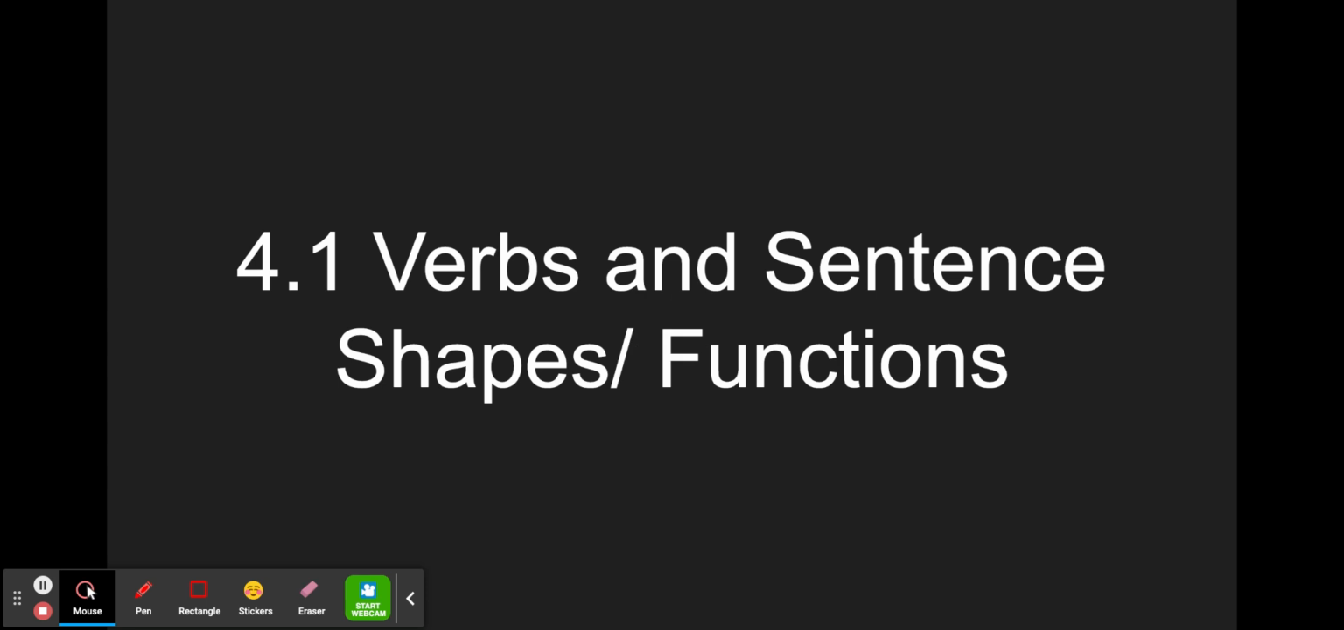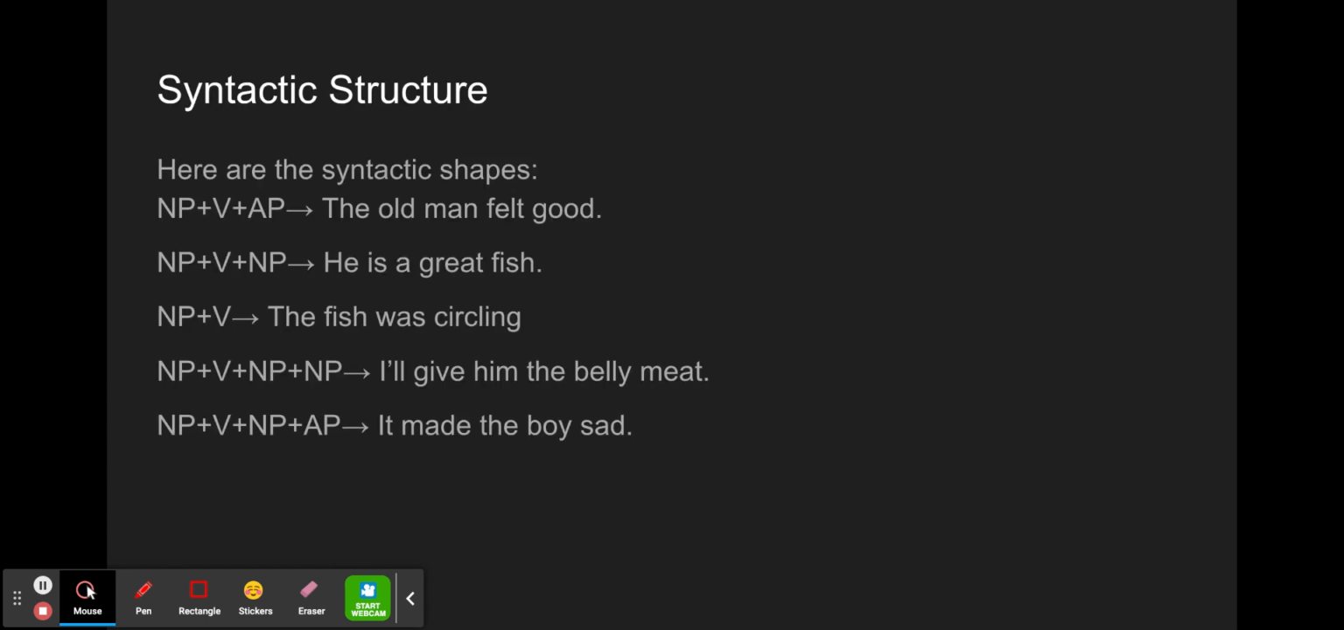Hi guys, in today's lesson we will be talking about verbs and sentence shapes/functions. So first up we're going to talk about syntactic structure. We're going to start with the syntactic structure because it might be a little bit easier to see limitations on sentence types if we ignore function for the moment and just analyze these basic prototypical patterns according to syntax.